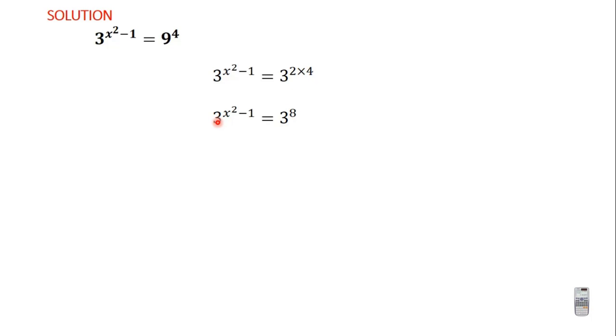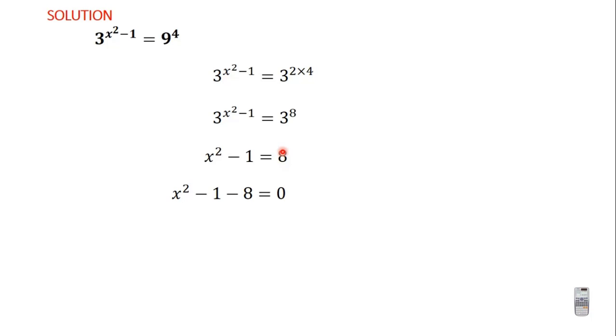Now, the base on the left hand side is 3. The base on the right hand side is also 3. So we can equate the exponents. The exponent on the left hand side is s squared minus 1. The exponent on the right hand side is 8. So s squared minus 1 is equal to 8.